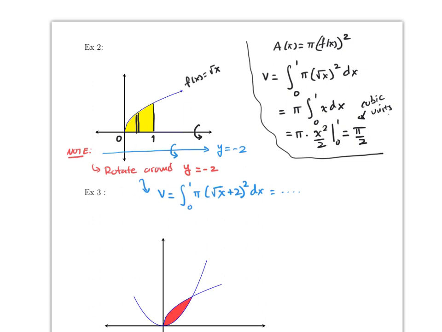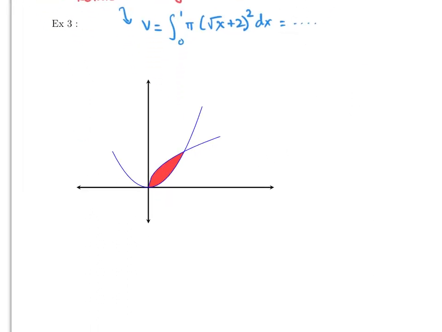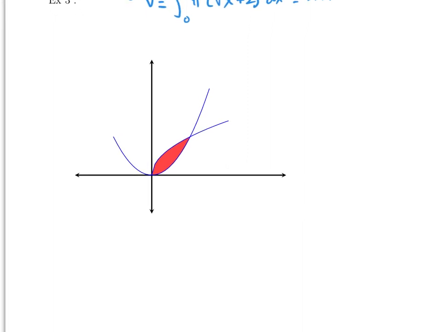Now, let's look at an example where you have two functions instead of one. Here, you should recognize that this is, again, x squared, and this is the square root of x. Those are the two functions. Let's say that we're rotating on the x-axis again. Remember, the partition has to be perpendicular to the axis of rotation. So it should be here.